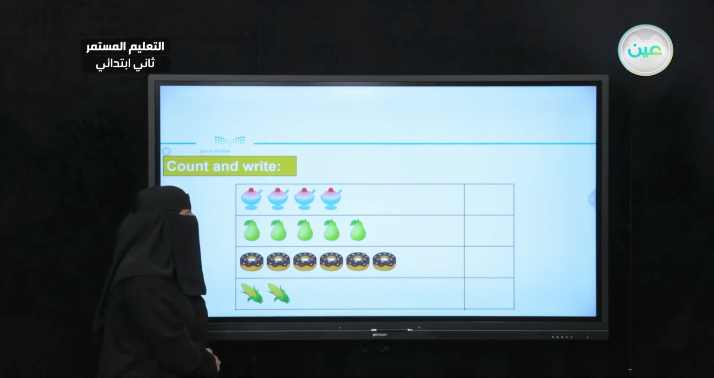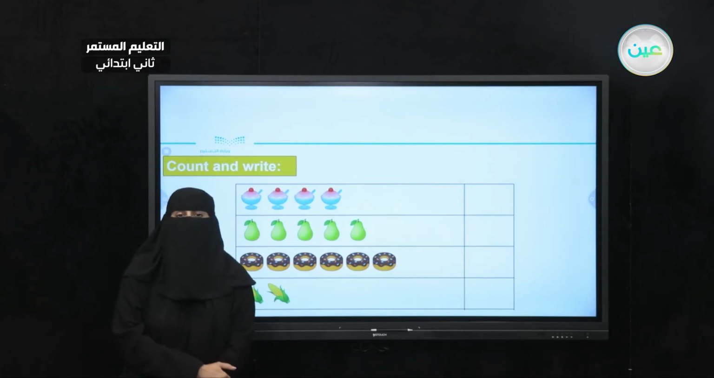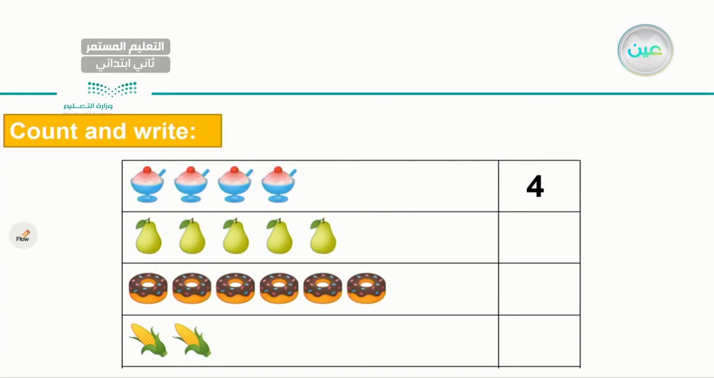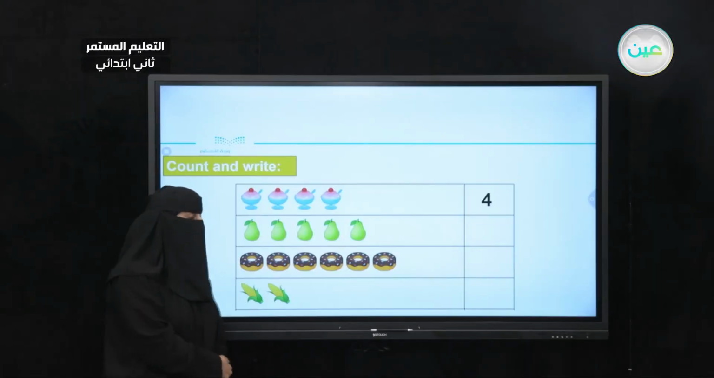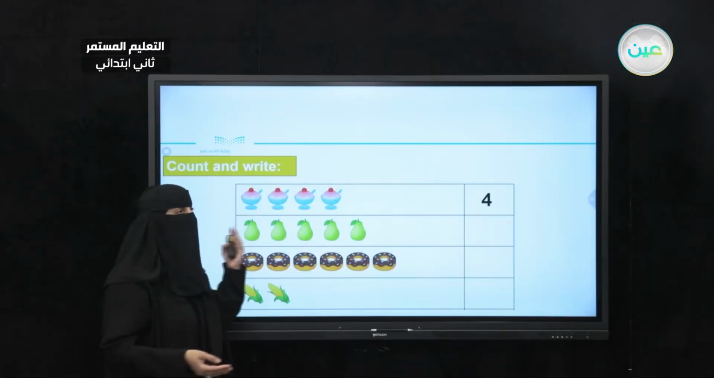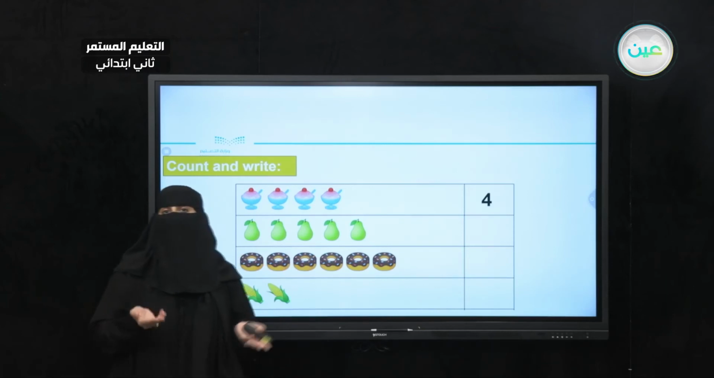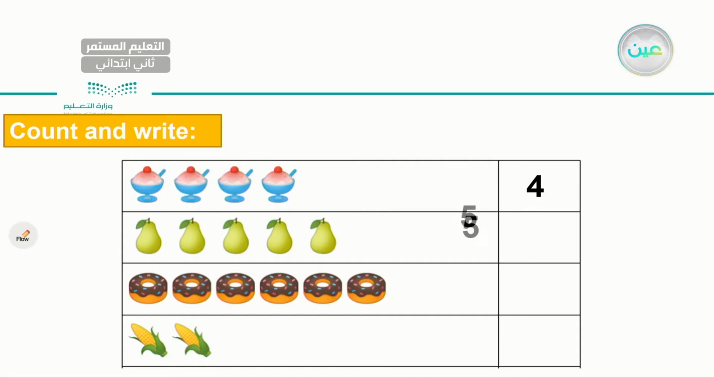Let's count. 1, 2, 3. How many ice creams? I have 4. Very good. 4. Excellent. How many pears can you see here in this picture? How many? Go ahead and count. 1, 2, 3, 4, 5. Very good. I can count 5.